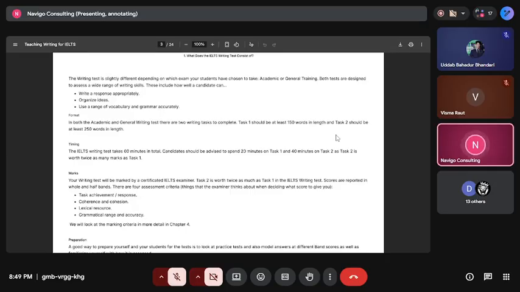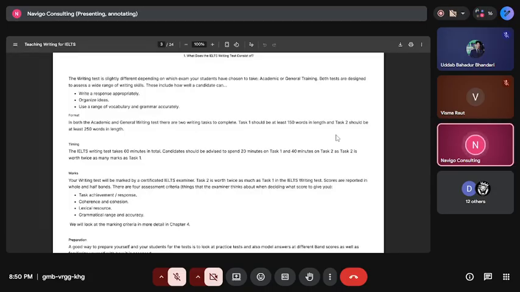Okay, so in both academic and general training, there are two writing tasks to complete, task one and task two, right? And in academic and general training, only task one is different. So in academic IELTS, you'll have to give a response to a data-related question, whereas in general training IELTS, you'll have to write a letter. And in task two, in both IELTS, you'll have to write an essay.